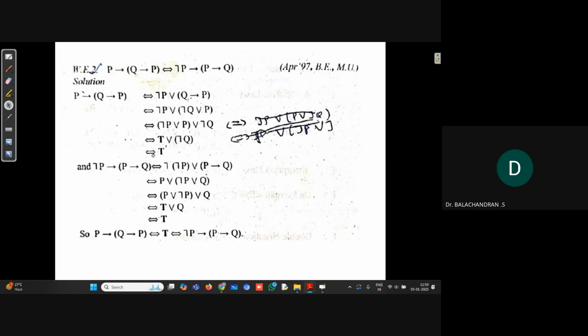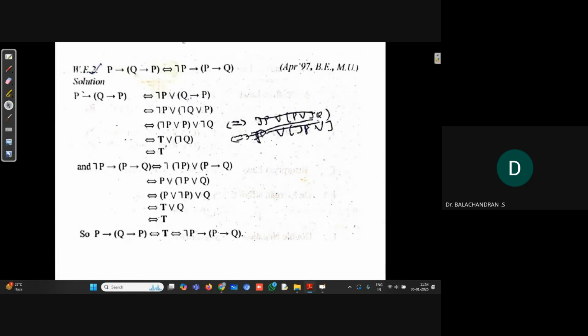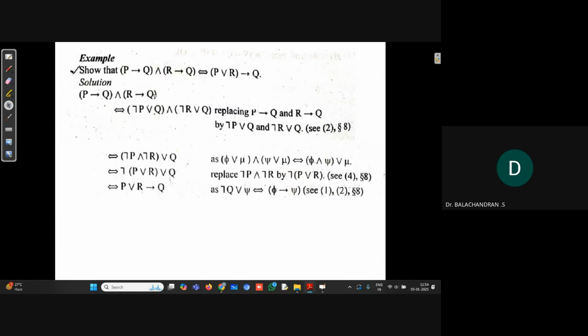And finally, again, this is negation P or Q, which is P implies Q. So we know that P implies Q is negation P or Q. Similarly, negation P or Q, you can write as P implies Q. So that is the last one. This is a very simple problem.